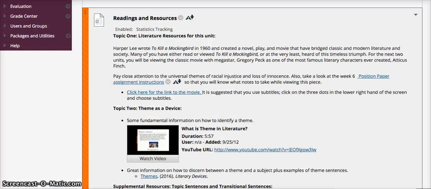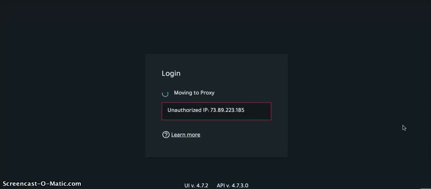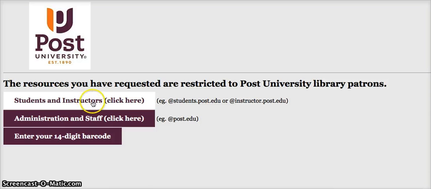If I go back, in order to watch the movie, click here for the link to the movie. It is suggested that you use subtitles. I think so too, because there's a few accents and things we may not understand. So if you click here, go watch the movie on the streaming server. And you have to log in. You being a student, you must log in here. If you take a look here, I'll log in as an instructor to show you.